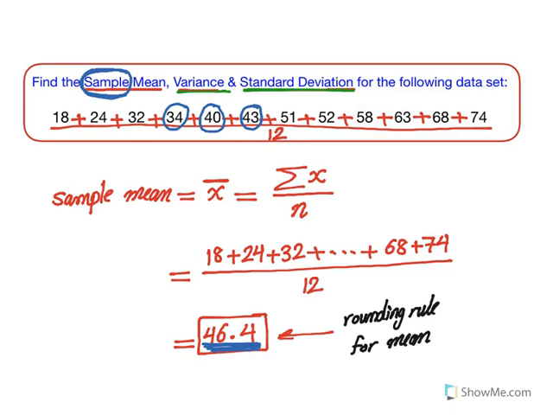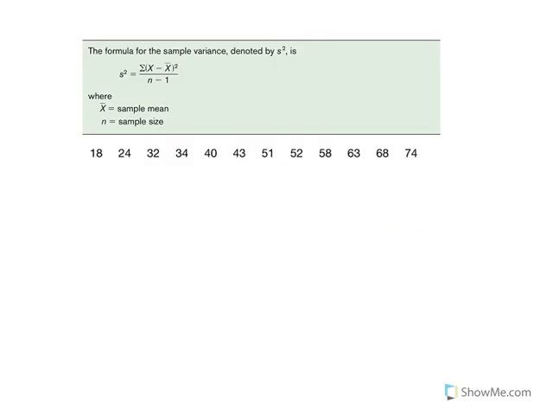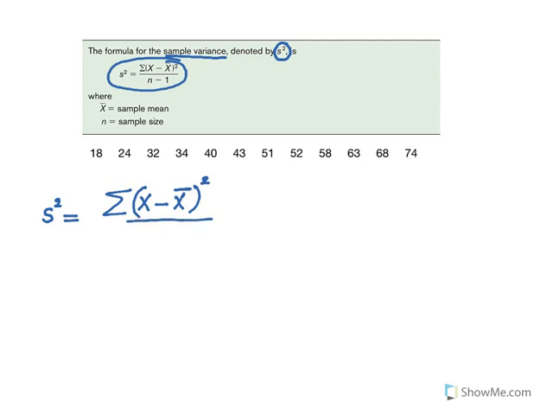Now, let's go to the variance. There is a formula for the variance, and for a sample, the sample variance, we denote it by s squared. So the computation is also simple. S squared, the variance, is the sum of the data values minus the mean that we just computed, squared, divided by the sample size minus 1.